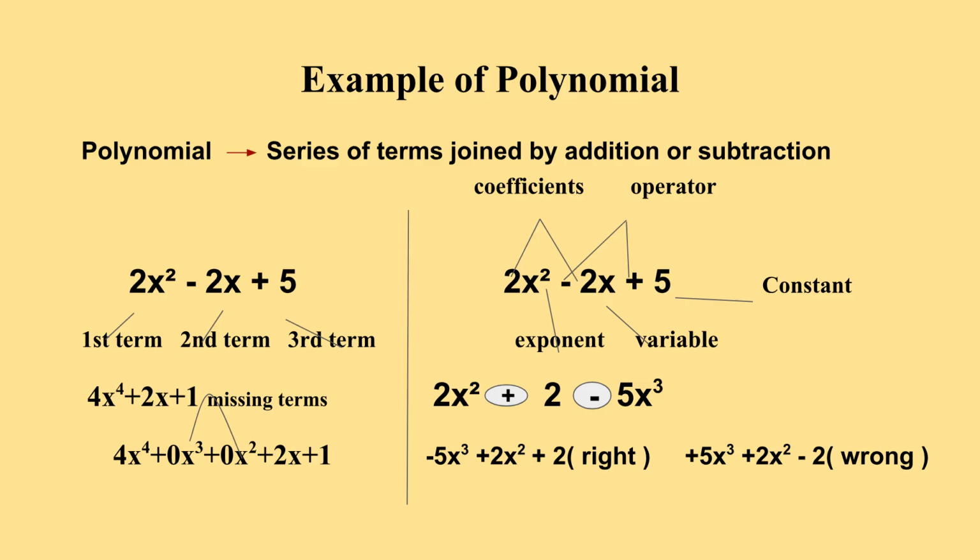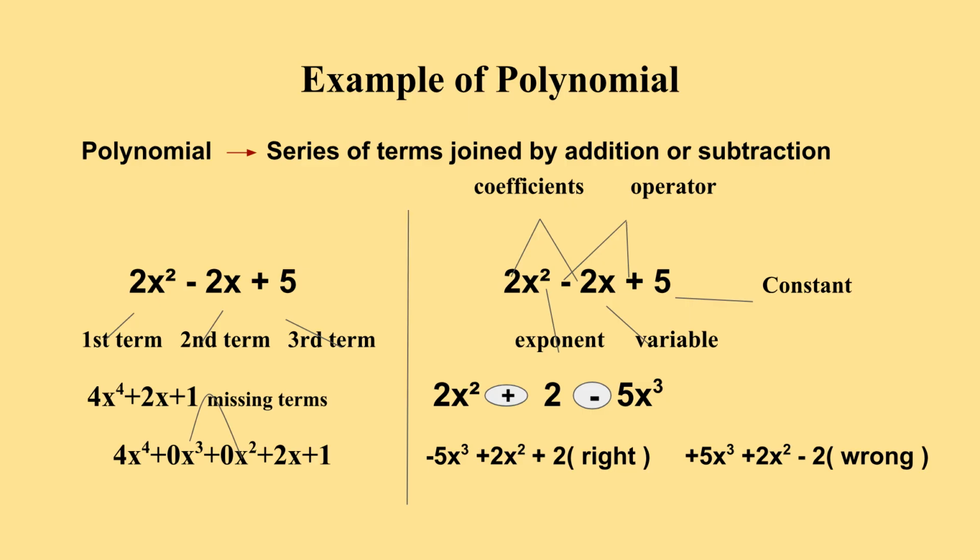Sometimes we have a polynomial like this: 2x squared plus 2 minus 5x cubed. It is not a standard form of polynomial, because we write a polynomial in descending order. Here the highest power is at last, and the lowest power is at the beginning. We arrange it into a standard form.